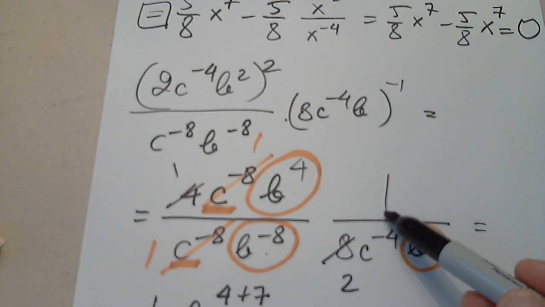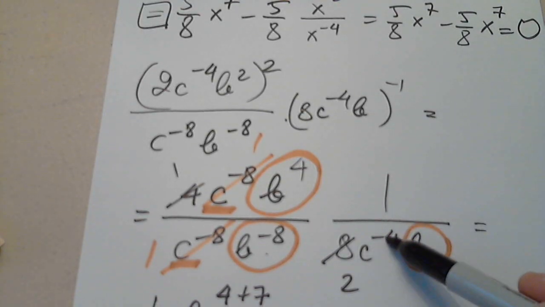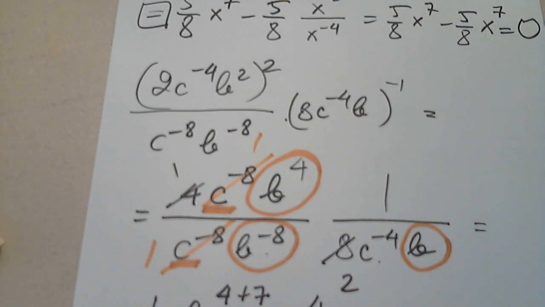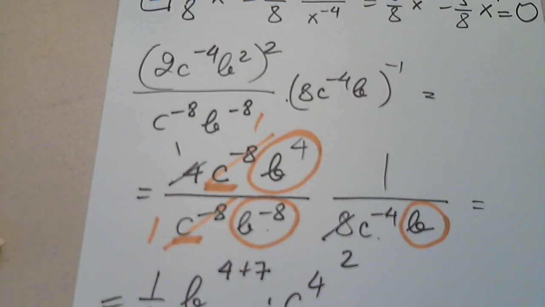And now all I have left is 1 over c to negative 4, but that has to go to the top. The final simplified form, 1/2 b to the 11th, c to the 4th.